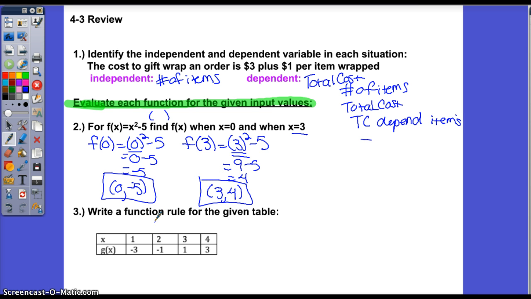Now we need to write a function rule for the given table. How do I get from 1 to negative 3? The same way I get from 2 to negative 1, the same way I get from 3 to 1, the same way I get from 4 to 3. This one's kind of hard. I can't think of any. Well, 1 times negative 3 is negative 3, but that doesn't work for anything else. 1 minus 4, 2 minus, no. Division, I can't think of that. Remember your g of x is your y.